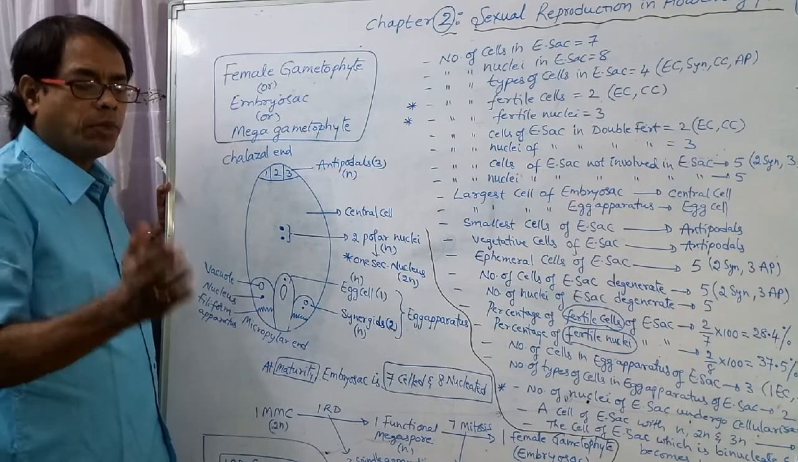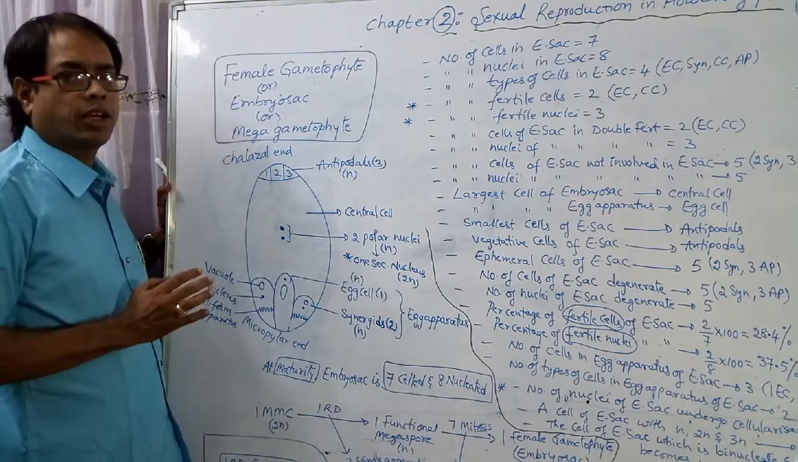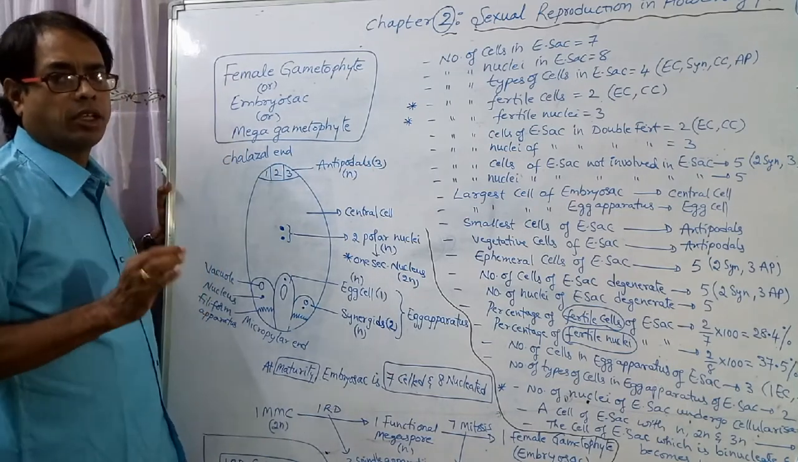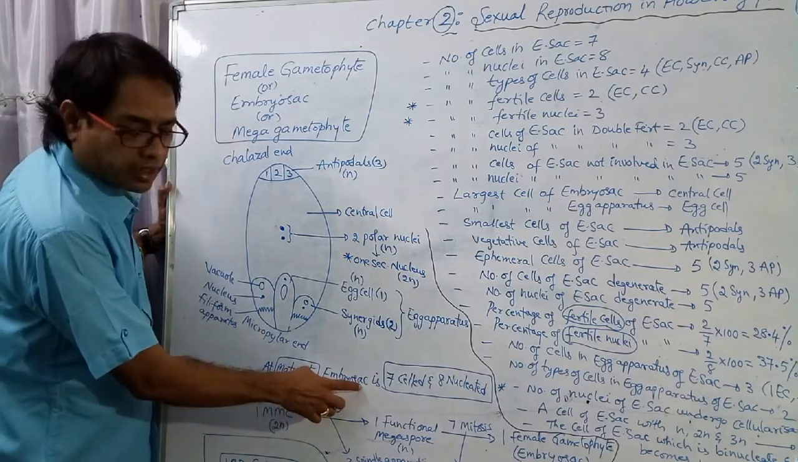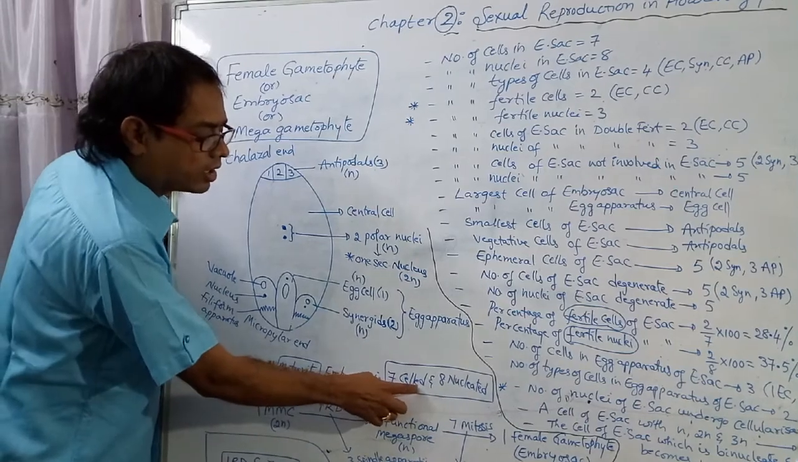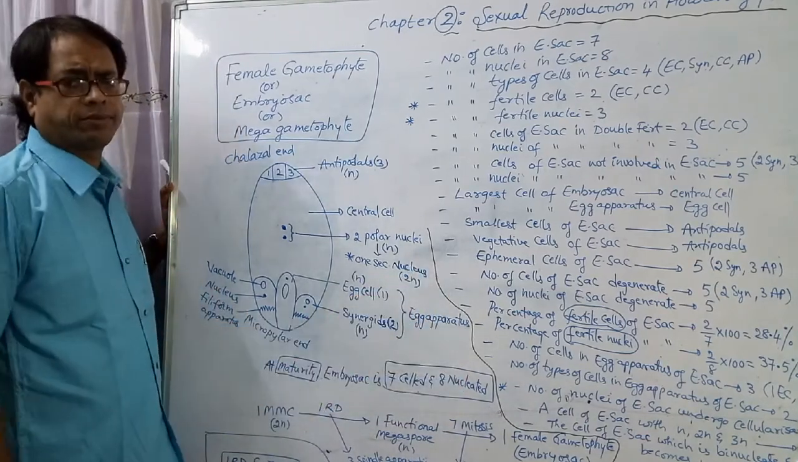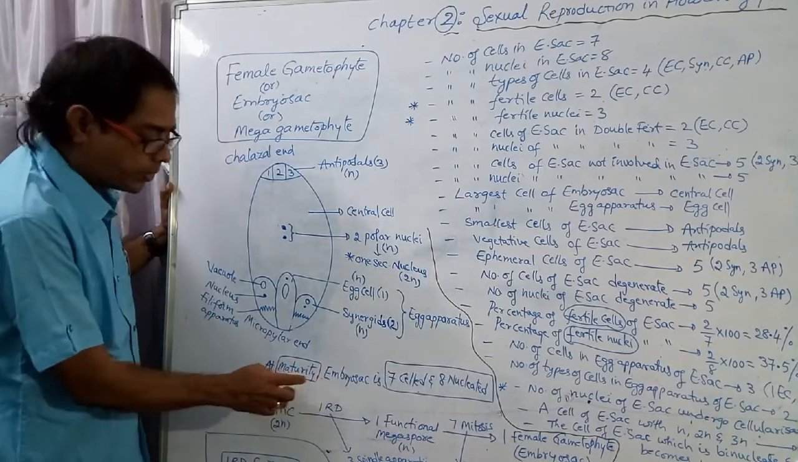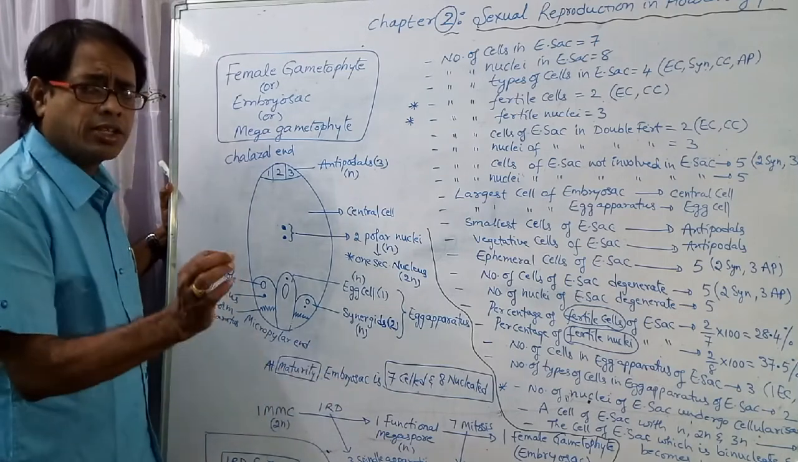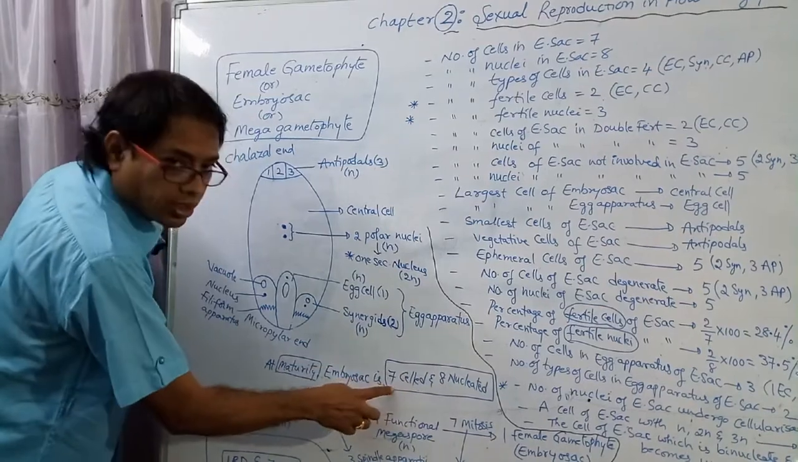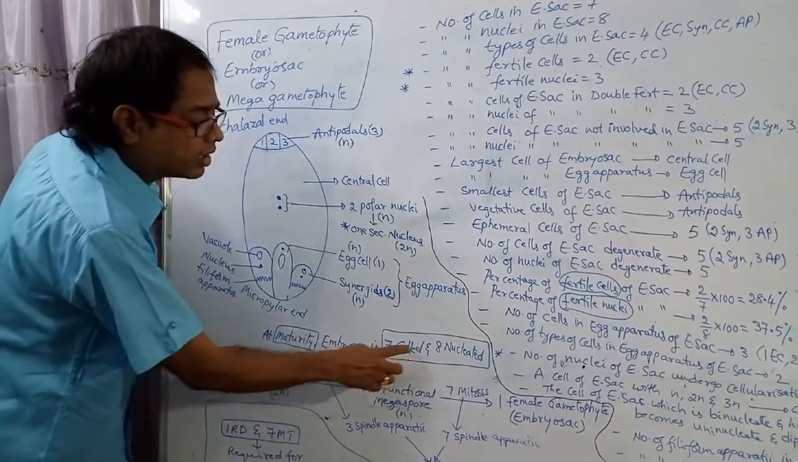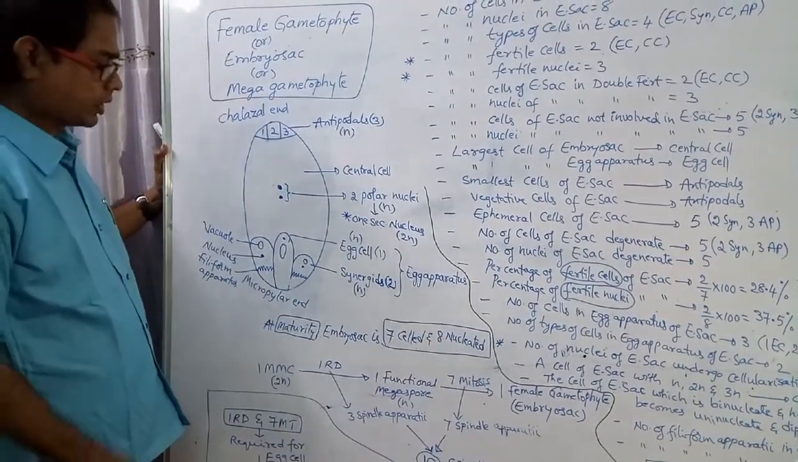Maturity means before the formation of the secondary nucleus. We have to consider, at maturity, the embryo sac is a 7-cell and 8-nucleated structure. This is very, very important. The mature embryo sac has 8 nuclei and 7 cells.